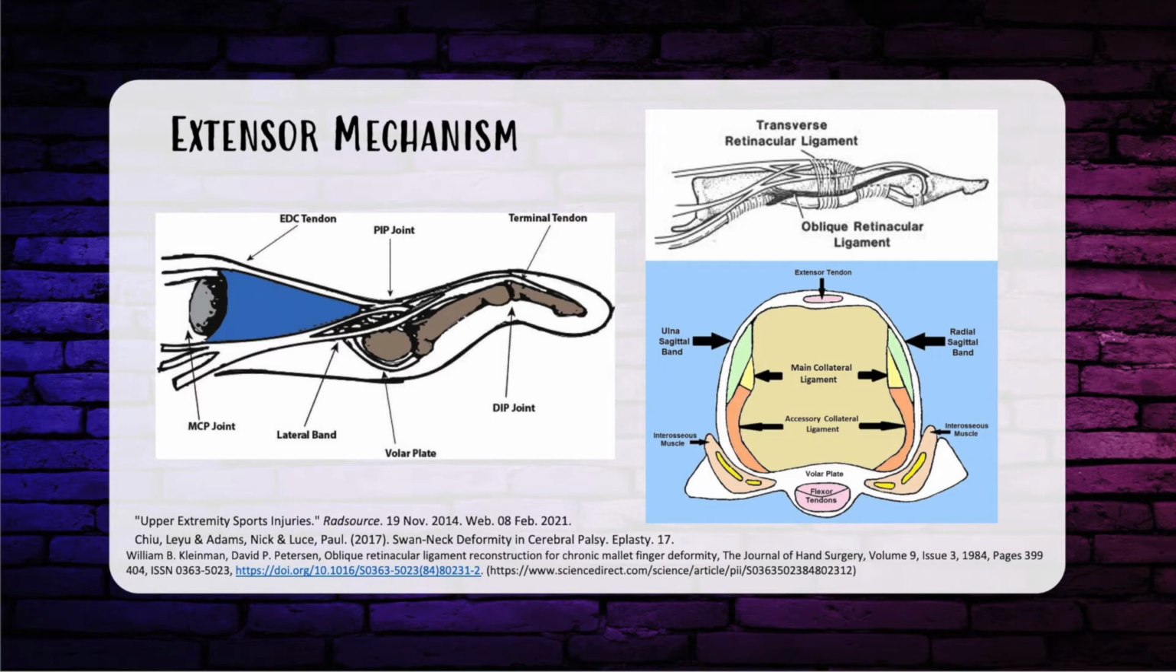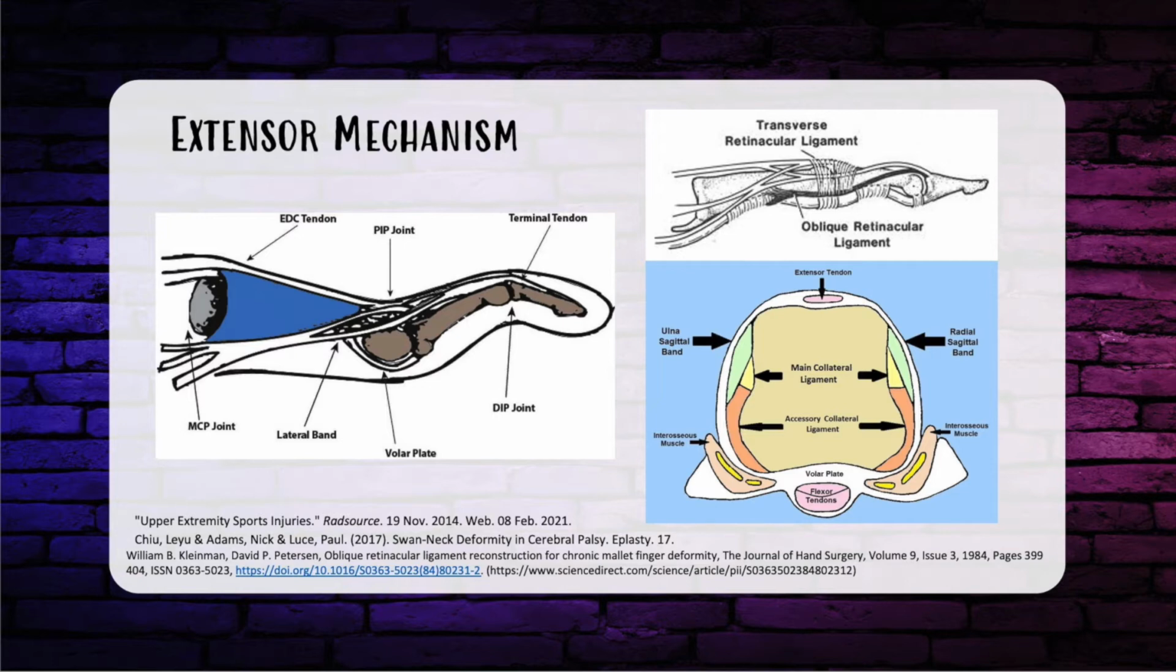Also, the transverse retinacular ligament is there to prevent dorsal subluxation of the lateral bands during extension. An injury to this can result in a swan neck deformity. So with a swan neck deformity, you're going to have flexion of the DIP and hyperextension of the PIPJ.